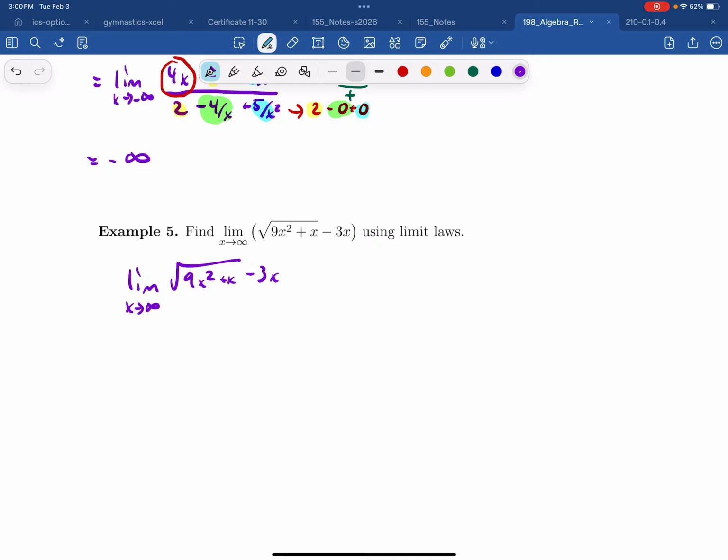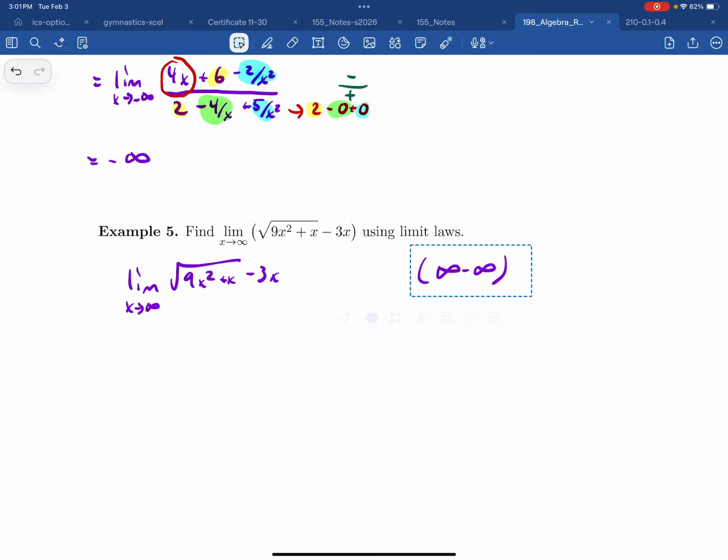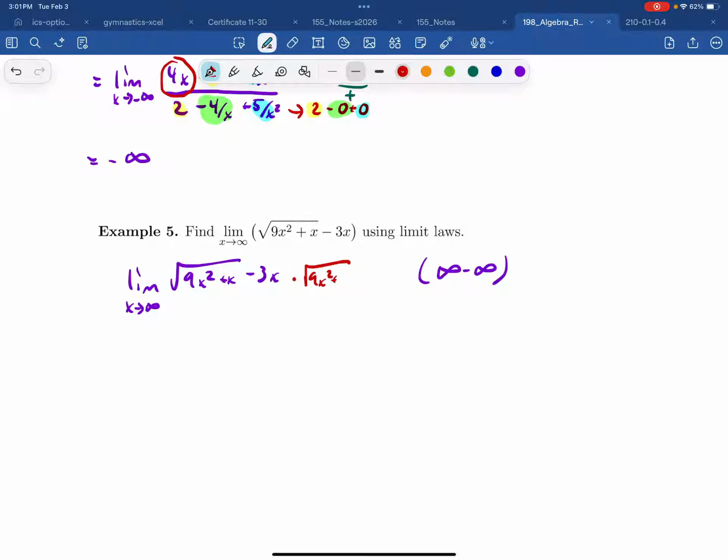Right, and this is another type of indeterminate form. We've kind of seen it before, actually. It's infinity minus infinity. Very weird, right? A weird one. Turns out the way to do this guy is just to multiply by the conjugate over the conjugate, right? Hardly knew ye.